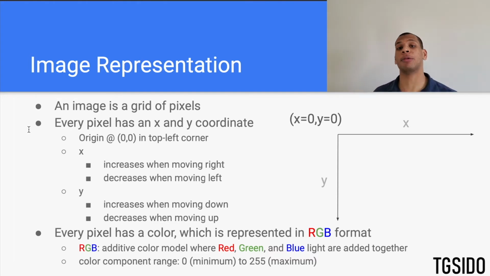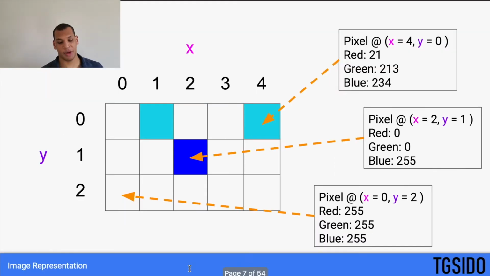Also note that every pixel has a color, which is represented in RGB format. RGB is an additive color model where red, green, and blue are all added together to produce the color. The color component range starts at 0, that's the minimum, and goes all the way up to 255, that's the maximum.